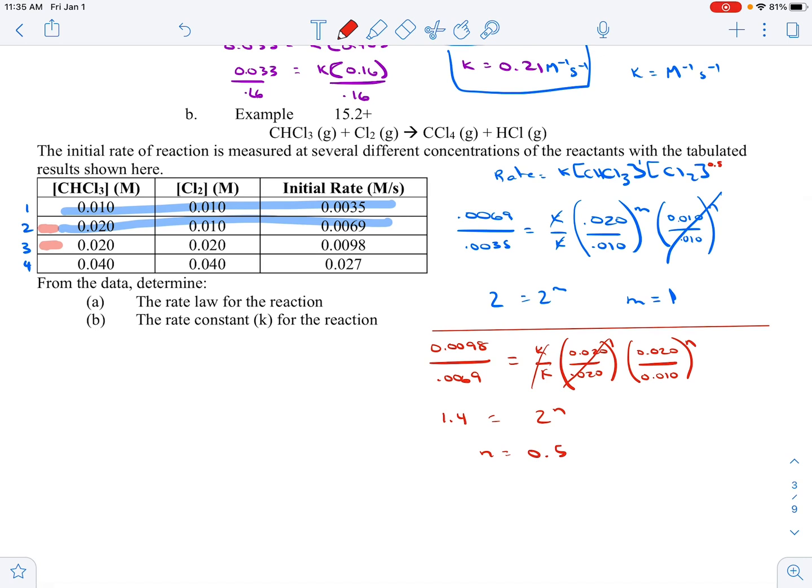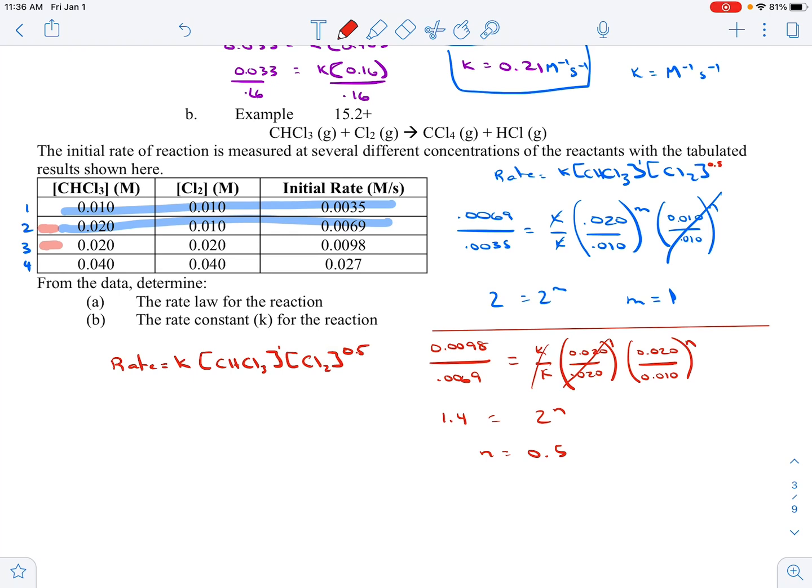So now we can write our rate law. Rate equals K times our concentration of CHCl3 raised to the 1. We could either put 1 or leave it off, your choice. And then we have Cl2 raised to the 0.5 power. Or we could even take the square root of it, because 1/2 is the square root. Then we're supposed to find our rate constant.